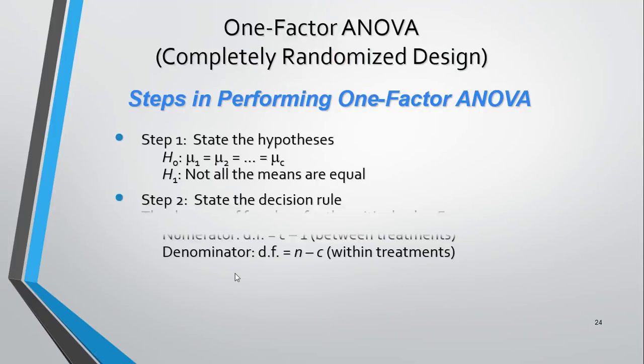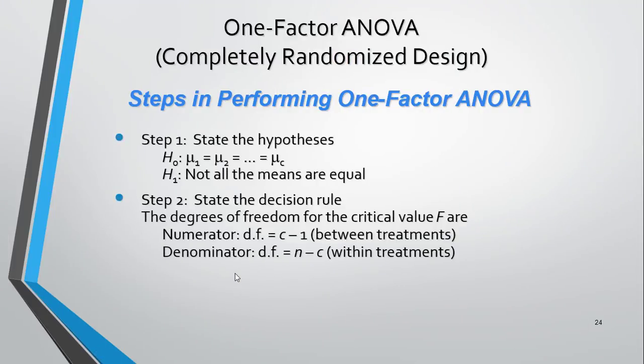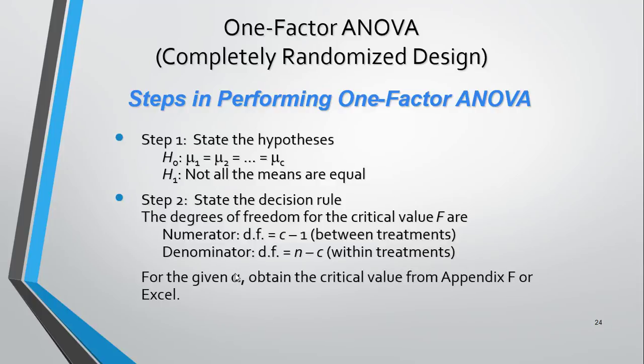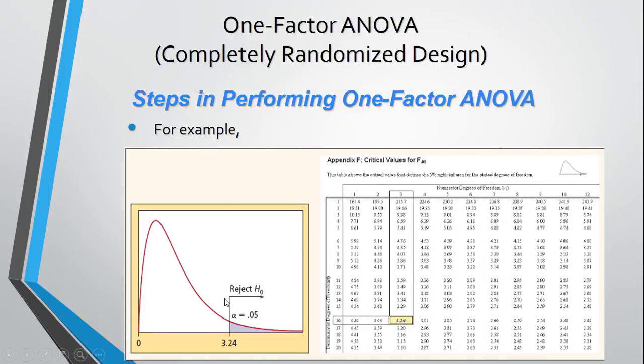So the steps in performing one-factor ANOVA: first step, state the hypotheses. H0: all mu's are the same. H1: not all mu's are the same. Step 2, state the decision rule. You find the numerator degrees of freedom, C minus 1, and the denominator degrees of freedom, N minus C. For a given alpha, obtain the critical value from Appendix F or Excel. This is Appendix F, critical values of F.